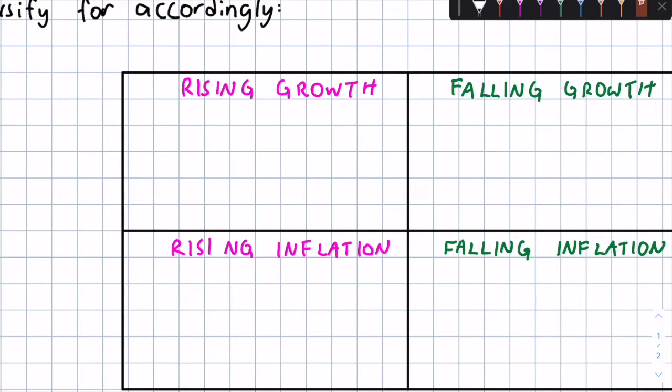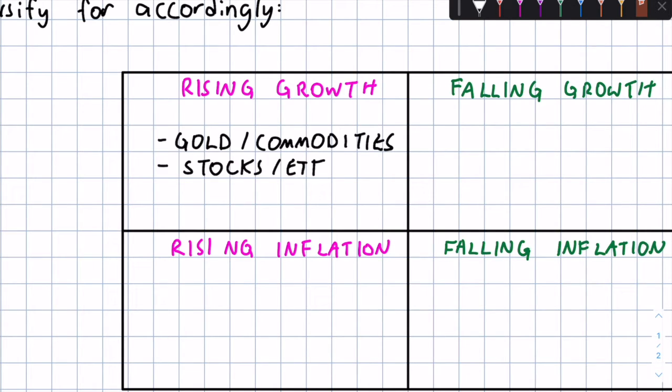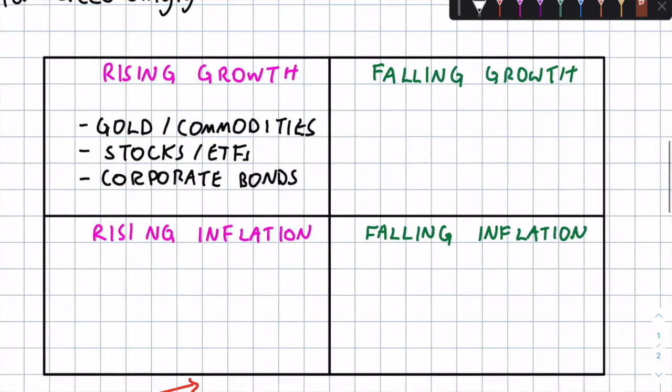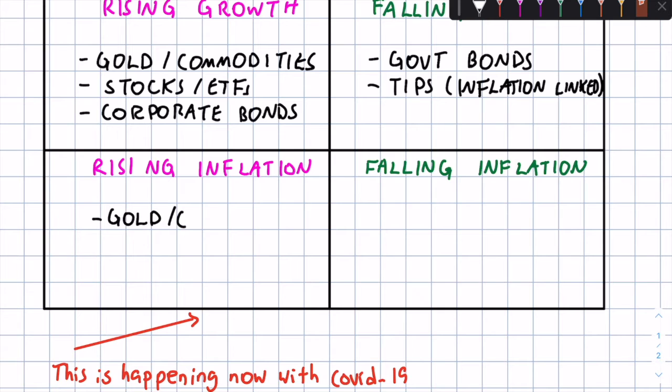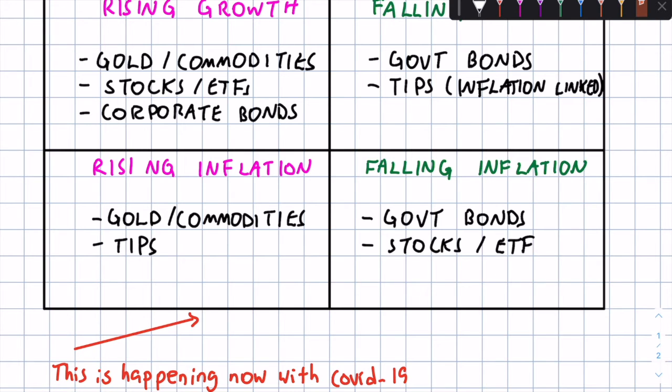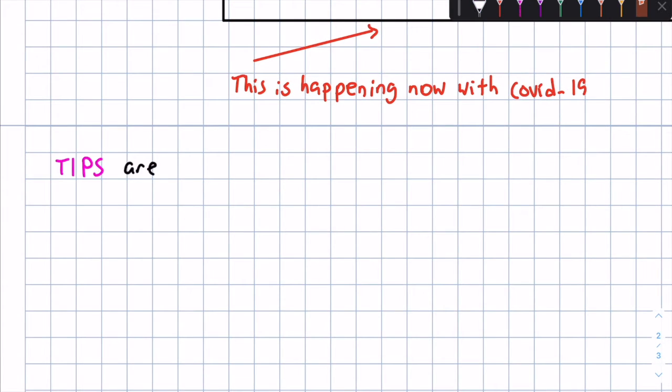The rising growth sector involves gold and commodities that are good in this type of environment, stocks and ETFs, as well as corporate bonds. When there's falling growth, government bonds do well, and TIPS, or inflation-linked securities, do well as well. For rising inflation, like we're in right now, gold and commodities do very well, and the TIPS again. And when there's falling inflation or deflation, it's government bonds and stocks and ETFs.